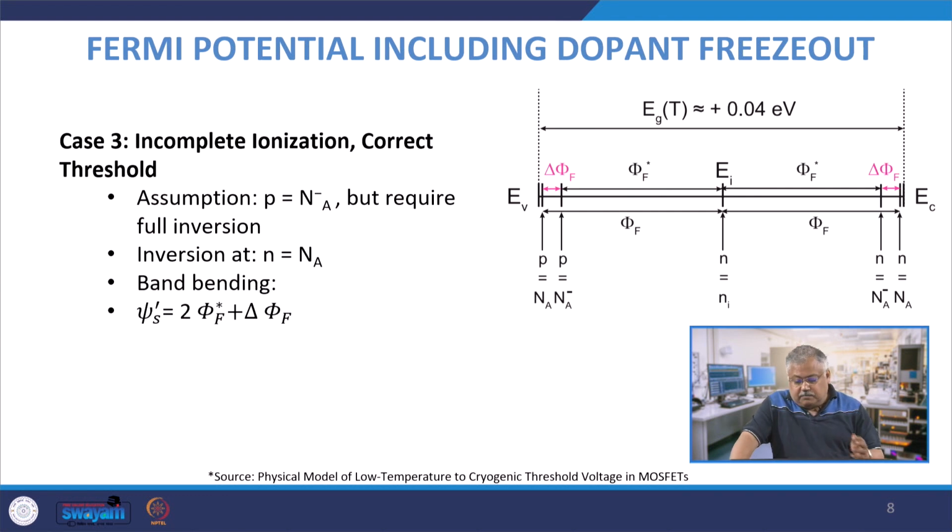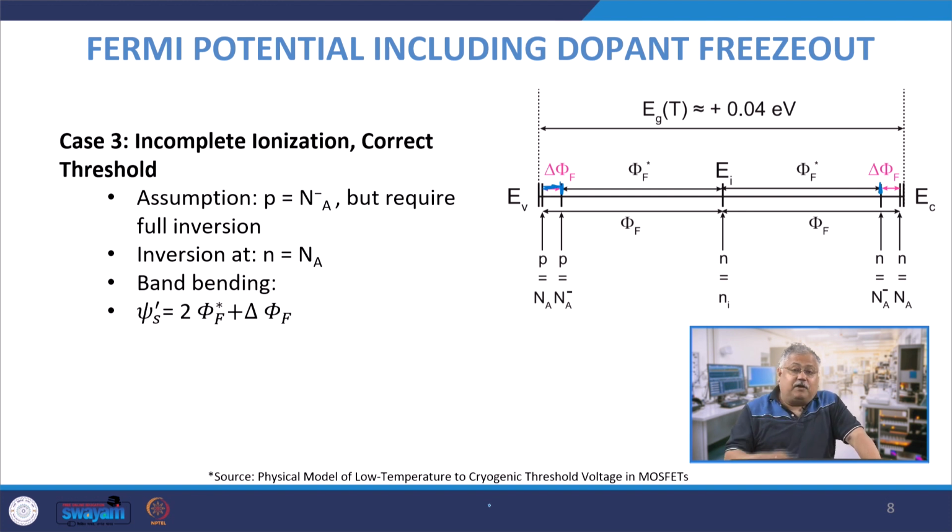So, let us come to case number 3. In case number 3, we require full inversion. Therefore, what we do is assume that the holes are not fully ionized. So, P equals Na, but the inversion layer N equals Na, not Na minus, which means that somehow I am able to extract electrons, and the electrons will be quite large in number. There will be band bending, and therefore my psi s prime will be equal to 2 times phi f star plus del phi f, where 2 times phi f star is from here to here, and then del phi f is this one which you are talking about.